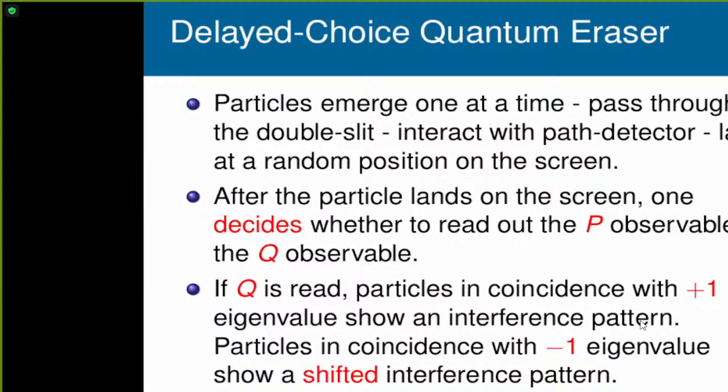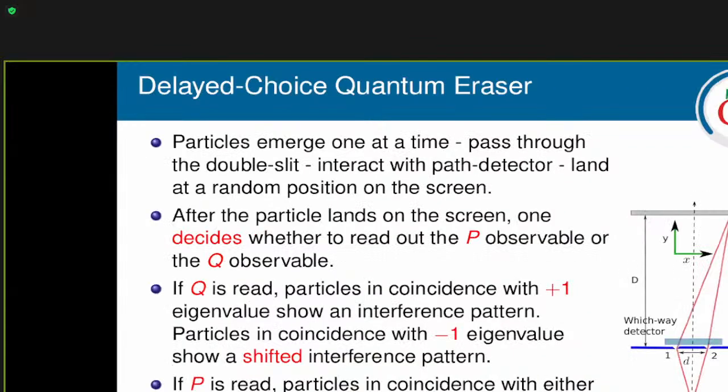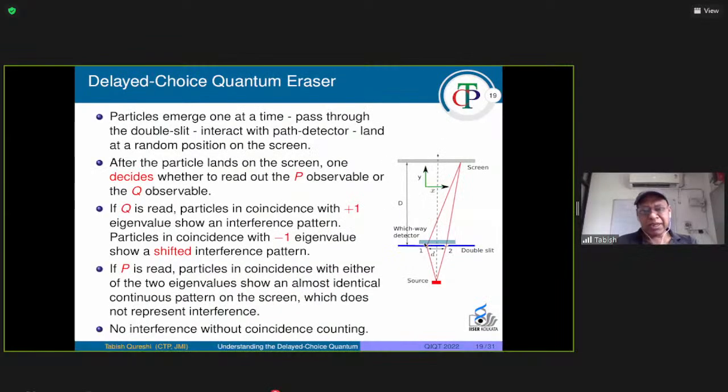So let me just explain this, give you a concise summary of this delayed choice quantum eraser, what is happening. The setup is the following: you have a source of particles, and there is a double slit and a screen sitting here. And there is some kind of a which-way detector. Let us not bother about the nature of this which-way detector.